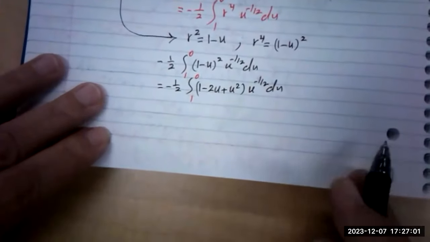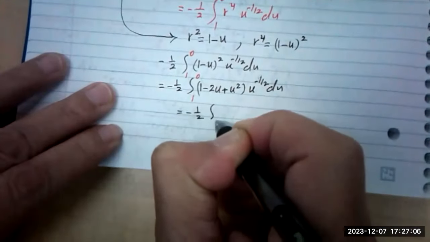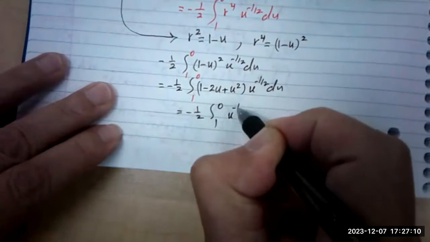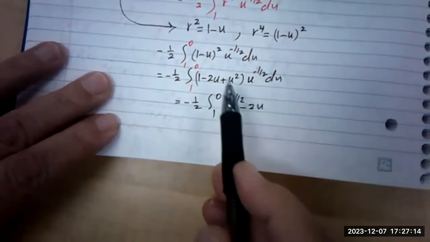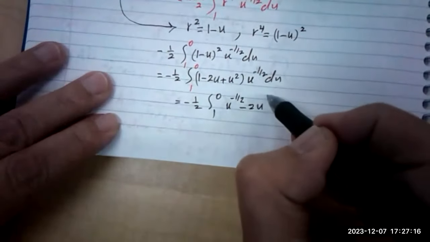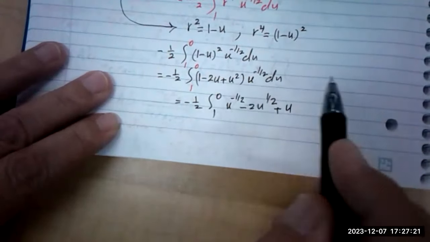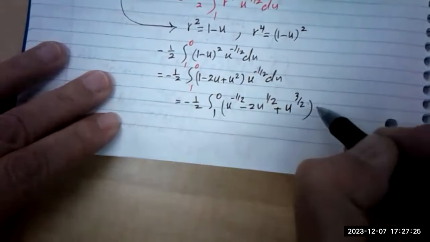Okay, now multiply u to the negative 1 half inside and then continue. Negative 1 half, integral from 1 to 0. That gives u to the negative 1 half minus 2u to the power 1 minus 1 half, which is positive 1 half, and plus u to the 2 minus 1 half, which is 3 halves.